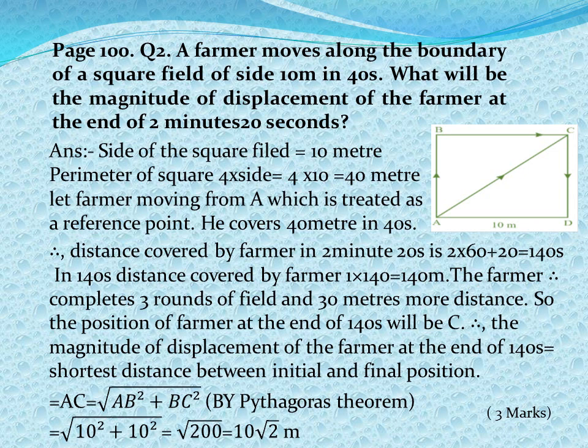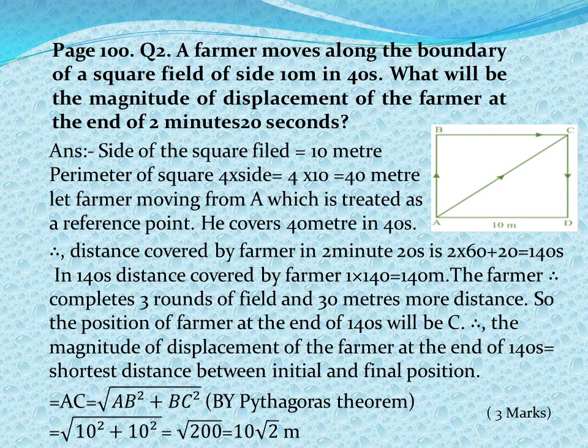Side of the square field is 10 meter. Perimeter of the square equals 4 into side, 4 into 10 equals 40 meter. Let the farmer move from a point A, which is treated as a reference point. He covers 40 meters in 40 seconds. Therefore, the time is 2 into 60 plus 20 equals 140 seconds. In 140 seconds, distance covered by the farmer equals 1 into 140 equals 140 meter.